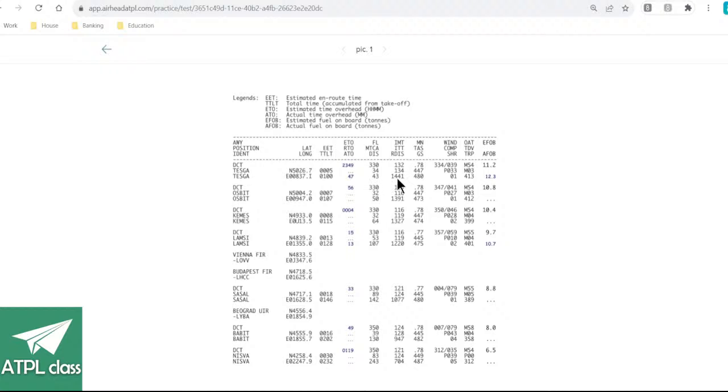So Tesga 1441 and Lamsey 1220 is 221. Let's check the maths on this. We've got 50 miles plus 64 plus 107, 221. So at Lamsey we'll have 1220, which means at Tesga we've got 221 miles to cover, and we've burnt 12.3 to 10.7, which is 1.6. So per mile we're burning 1,600 kilograms divided by 221. Looks to me like we're burning 7.2 kilograms per nautical mile.